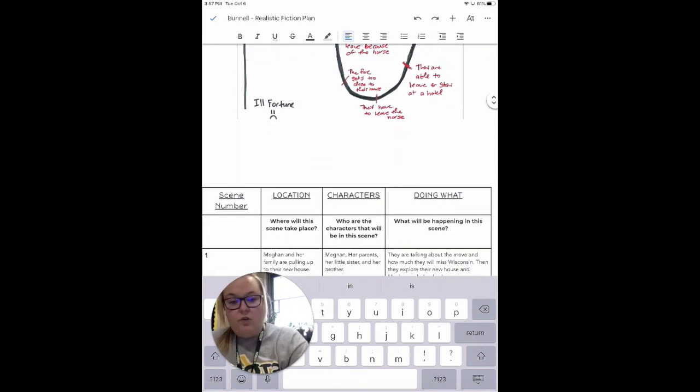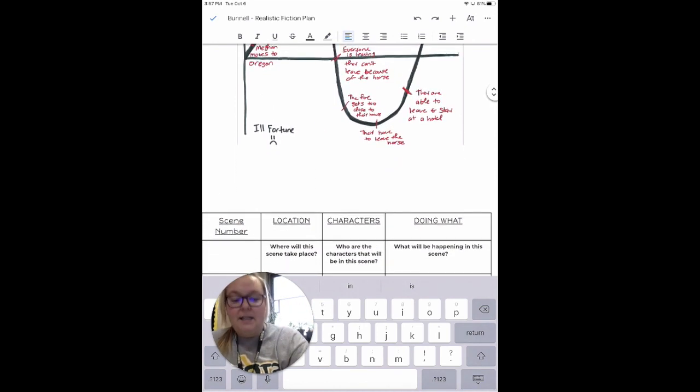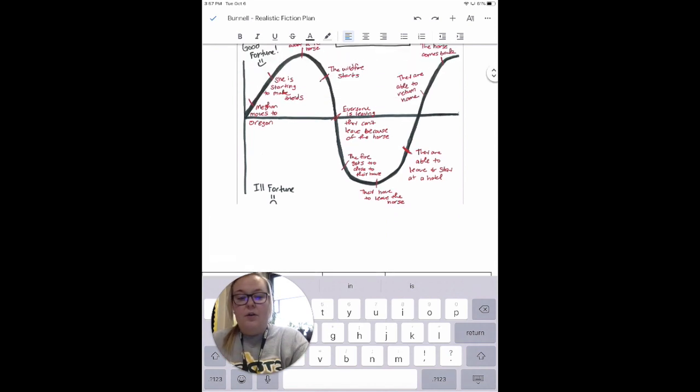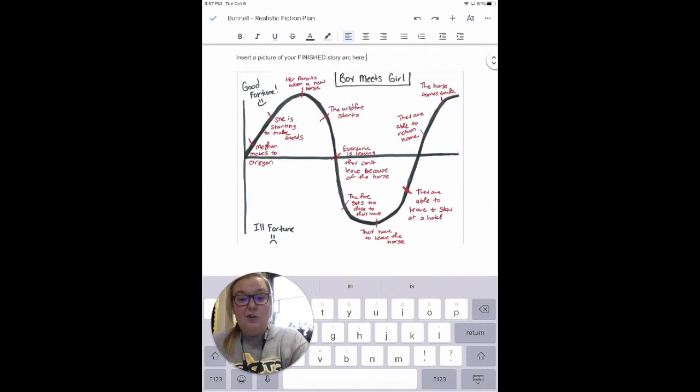Now, as I scroll down, the next thing this chart is very similar to the chart that we did in Scene Bootcamp. It's just a little bit different. Okay, so it's going to have the scene number, the location, so where is the scene taking place, who are the characters that are in that scene, and then what's happening. Now, the hard part about this is that you have to know you're going to have more than 10 scenes. You have 10 events that are happening on your story arc, and so your brain wants to say, okay, I have 10 events, I need 10 scenes.